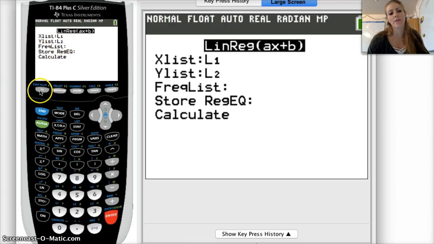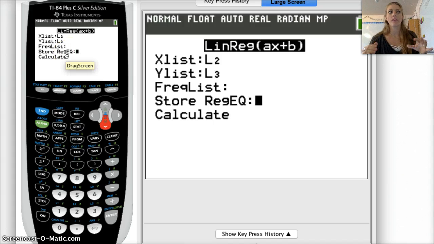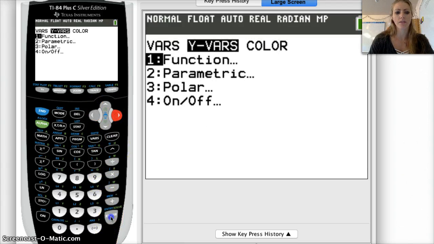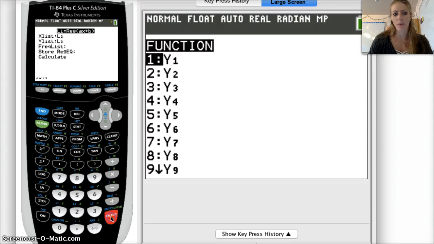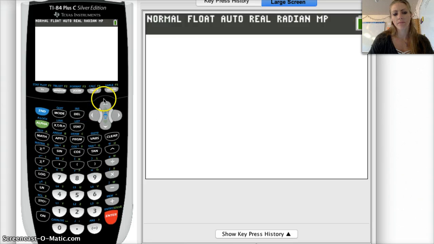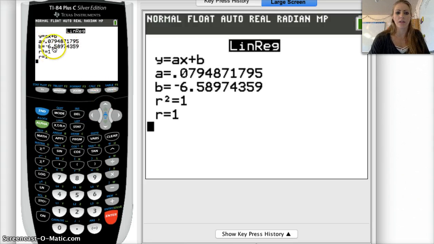You need to tell it, okay, I want you to do list 2 versus list 3. Store regression equations, so that's if you want the calculator to store the line of best fit into y equals, into like y1 so that it plots it on the graph. To do that, you can hit vars, which is variables, and then y variables, function, and then just click y1 and calculate. Okay. And then it tells you what your line of best fit is.